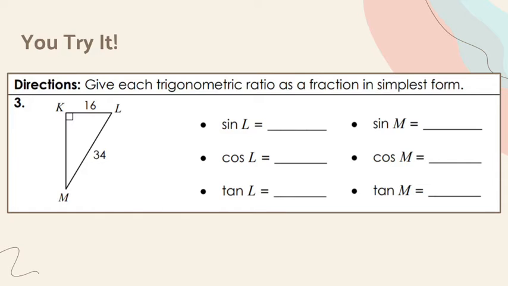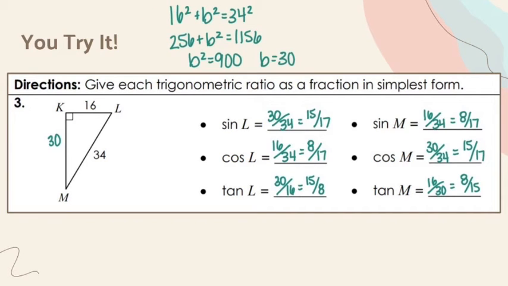I'd like for you to pause the video here and try number 3 on your own. I will say that you should pay attention to the Pythagorean theorem here, because the one that you're missing is a leg, not the hypotenuse. So you can either set this up as a squared plus 16 squared equals 34 squared and solve for a, or you can set it up as 16 squared plus b squared equals 34 squared and solve for b. Either one of these will get you the same and the correct answer. So here is all the correct work so that you can check yourself.